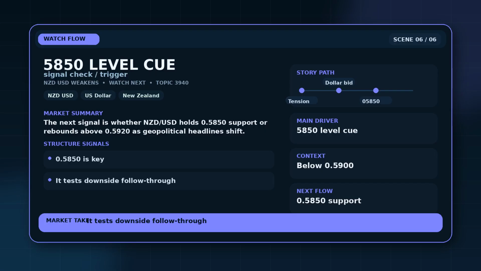For NZD USD weakens, the next signal is specific. The next signal is whether NZD USD holds 0.585 support or rebounds above 0.592 as geopolitical headlines shift. The near-term trigger is that 0.585 is key because it tests downside follow-through. If that signal appears, the story moves from claim or setup into confirmation. If it does not, the safer reading is that the pressure point remains unresolved. Until then, the closing read is simple. Track 0.585 support before treating the outcome as settled.